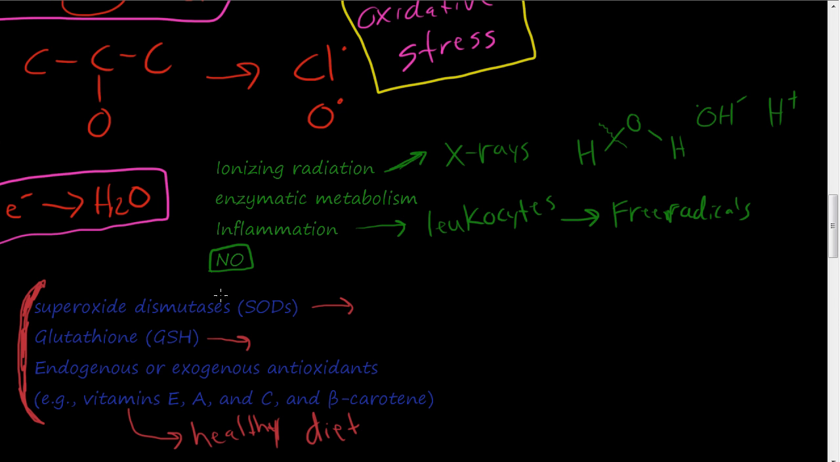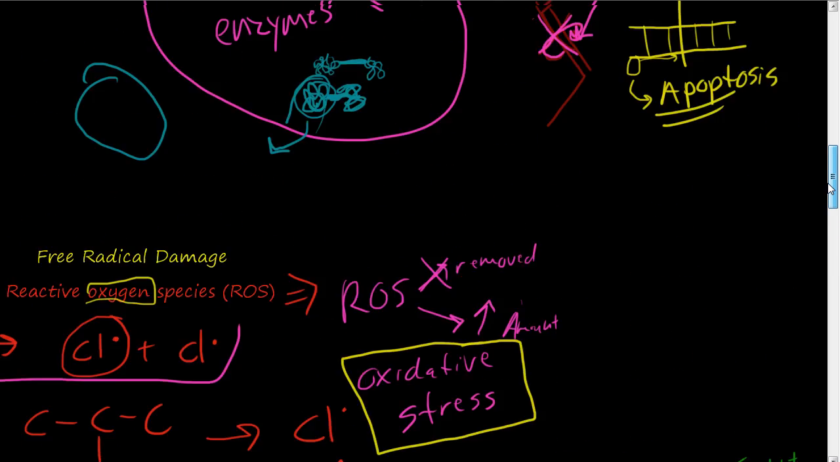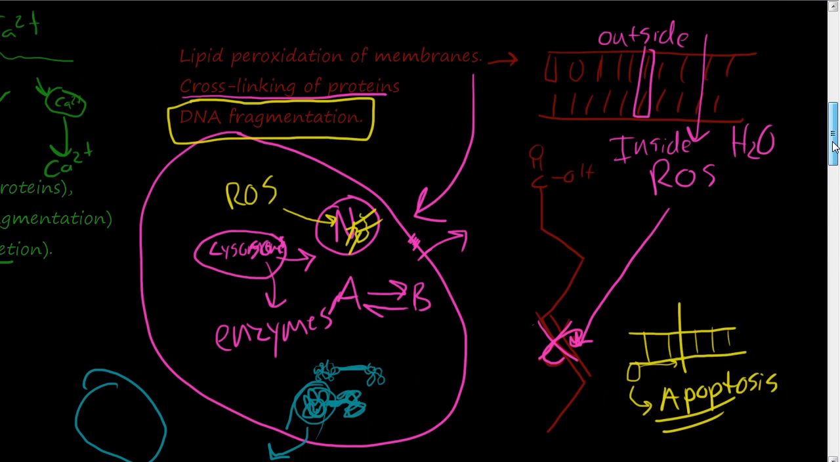And these three classifications are protective mechanisms in destroying these free radicals: superoxide dismutase, glutathione, and these vitamins. And lastly, these are the ways by which reactive oxygen species can cause injury to our cells.